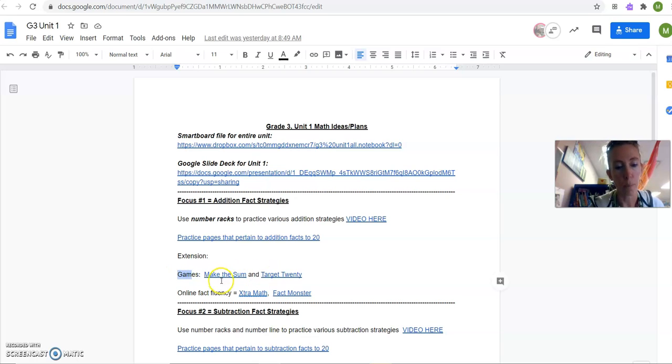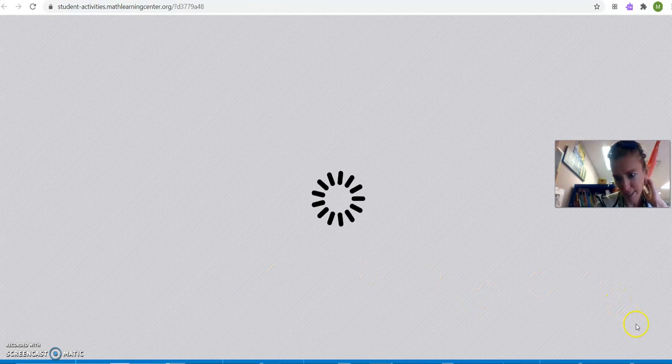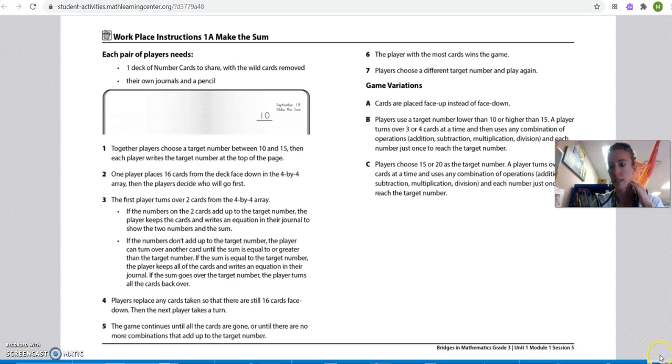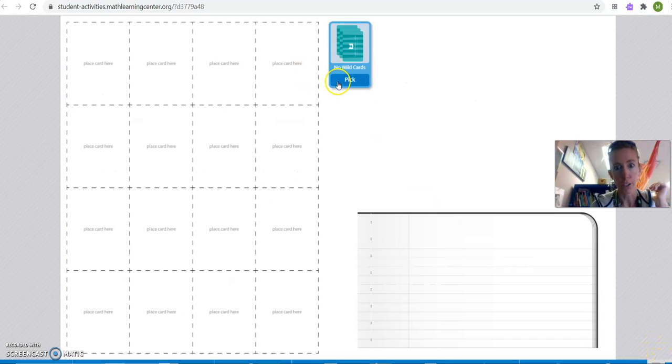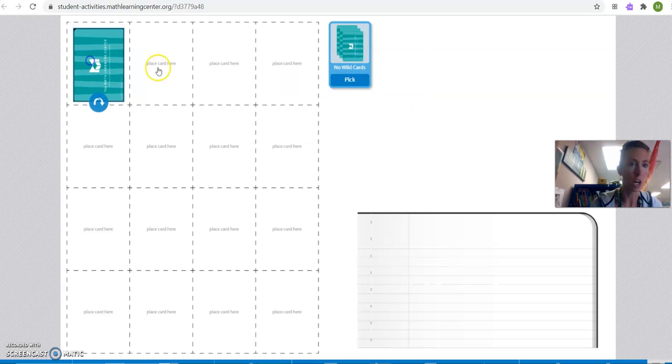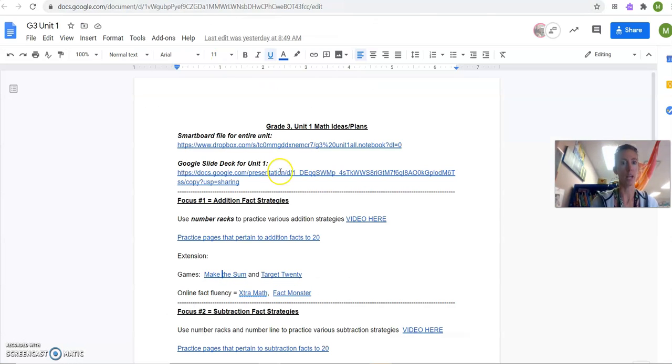Here you have two Bridges games that you could either play with the class or they could play in partners. Make the Sum, they also played this game in second grade, but it looks a little different in third grade. This is the third grade version. So they have not played it this way where they lay out the cards in an array like this and play Make the Sum. But they know of Make the Sum, okay? And then Target 20, this one I have on the Google Slide Deck on how you could do it just playing by yourself if you're interested in that.